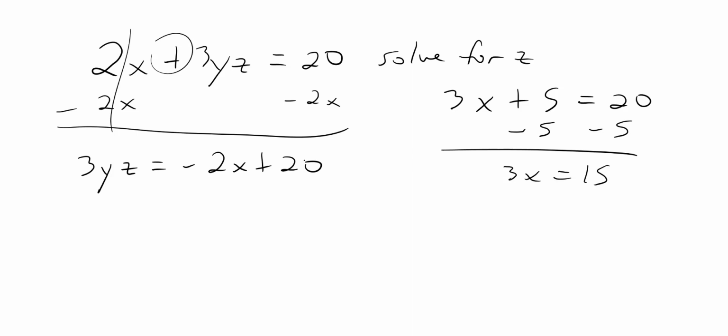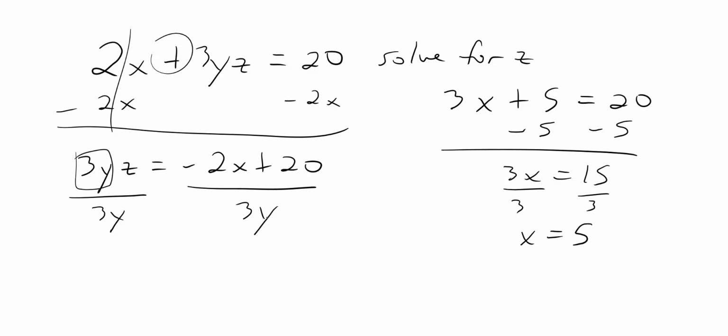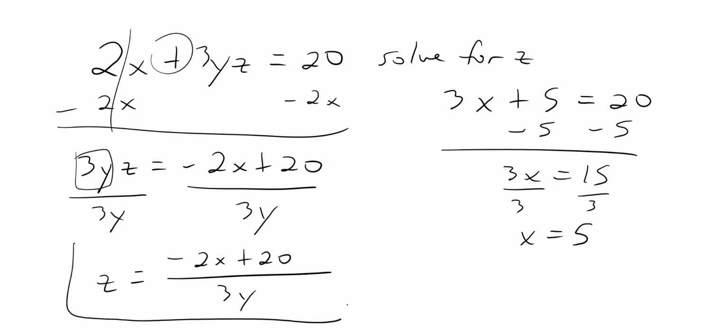Okay? And then, just like this one, what do I do to get rid of this 3 over here? I divide it by 3. So x equals 5. So I do the same thing. I'm solving for z. Do you guys agree? I have that 3y in front of it. How do I get rid of it? It's multiplication, so I divide by 3y. So I get z is equal to negative 2x plus 20 over 3y. And that's actually your answer, math fans. You solve for z. Okay? And you got all kinds of other variables. You got the x there, you get the y. It's nasty looking, but that's it. Okay?